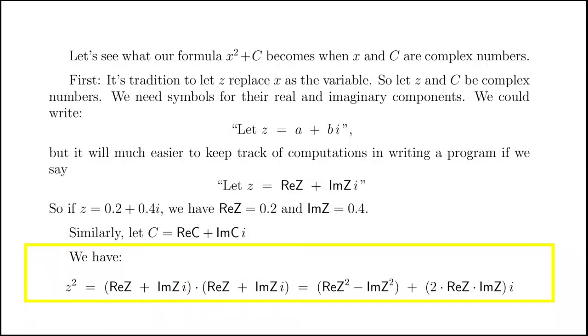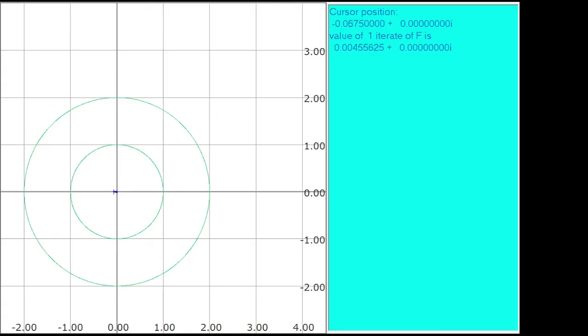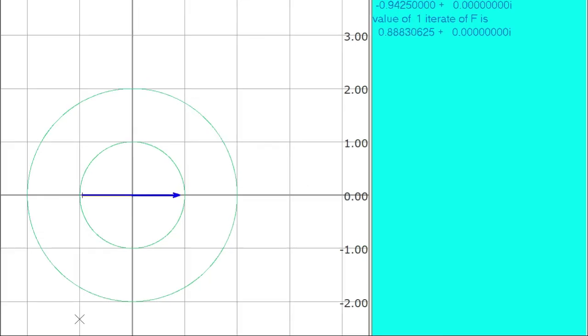You should work out the following formula for yourself and verify that z squared becomes the complex number whose real part is the square of the real part of z minus the square of the imaginary part of z, and whose imaginary part is 2 times the real part of z times the imaginary part of z. This animation shows that 0 squared is 0, minus 1 squared is 1, and minus 2 squared is 4.